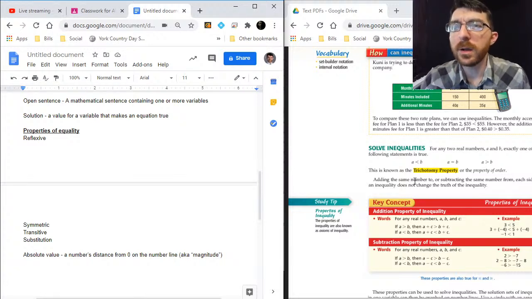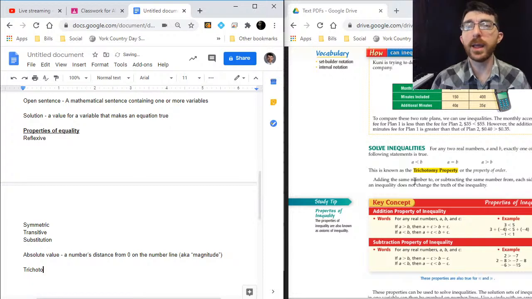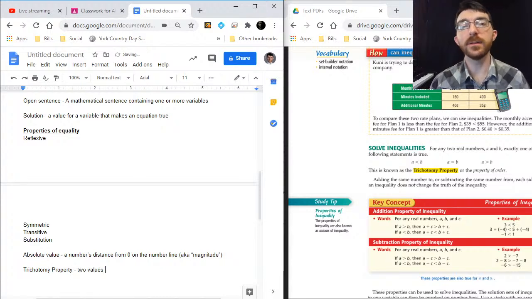Okay, so trichotomy property. Why the heck does this need a name? Trichotomy. It sounds like a weird surgery. Trichotomy property. Two values. This is so dumb. Two values may.